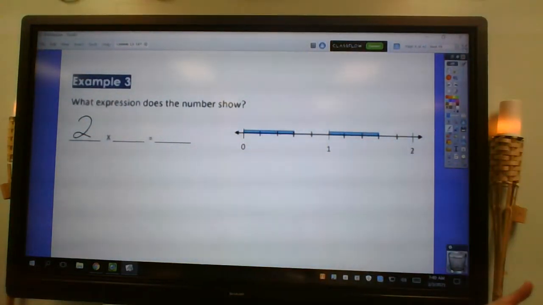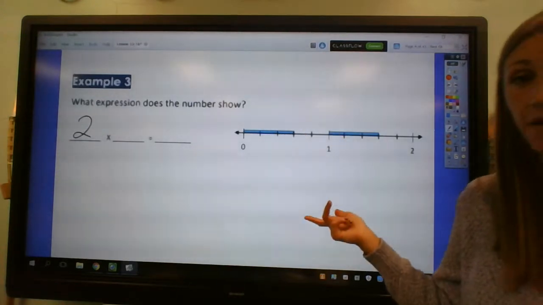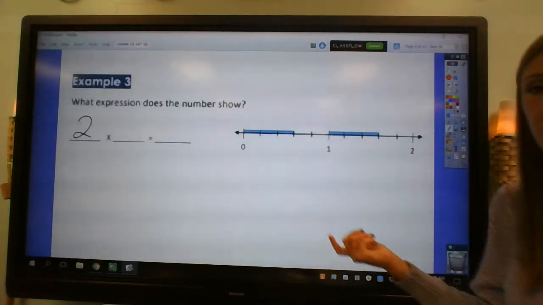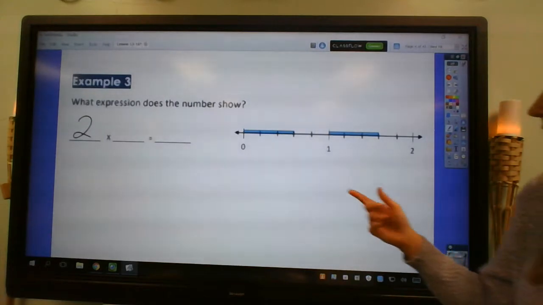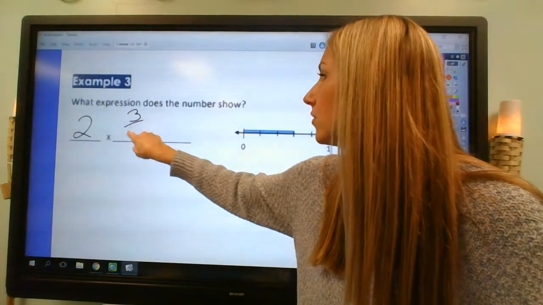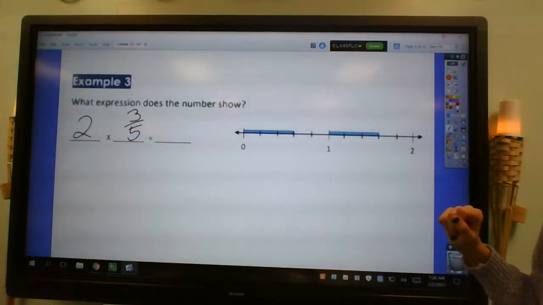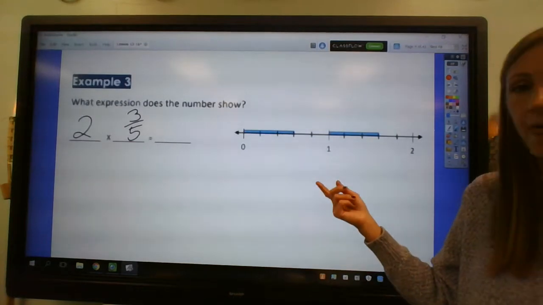And then what's happening to these holes? They're being cut into, let's see here, 1, 2, 3, 4 fifths. How many fifths is it representing? So 3 of them, right? So we have 3/5 twice. And our answer would be, well, we'd have to add them up.